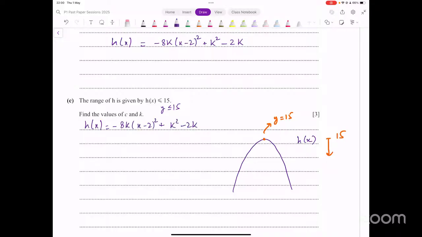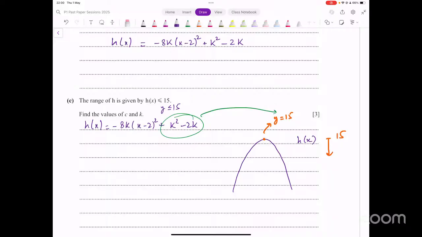This is a completed square form, right? In the completed square form, the number that is outside here represents the y coordinate of the turning point. So this is the y coordinate of the turning point. We can say that should equal 15.